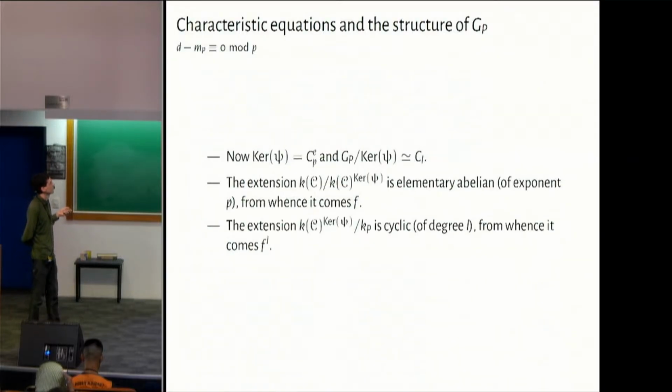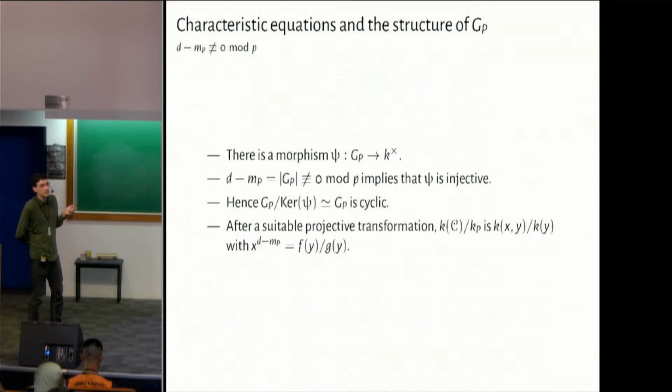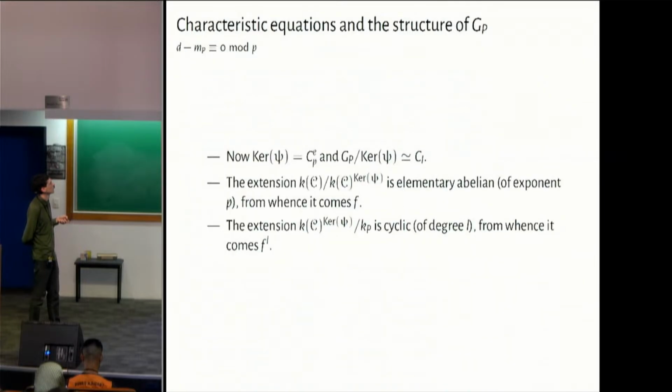And in this case, this map is no longer injective, so it will be a semi-direct product of an elementary abelian p-group and a cyclic group. And this extension here is elementary abelian, from whence it comes the little f, and the other part of the extension is cyclic, and from here it comes the f to the L.